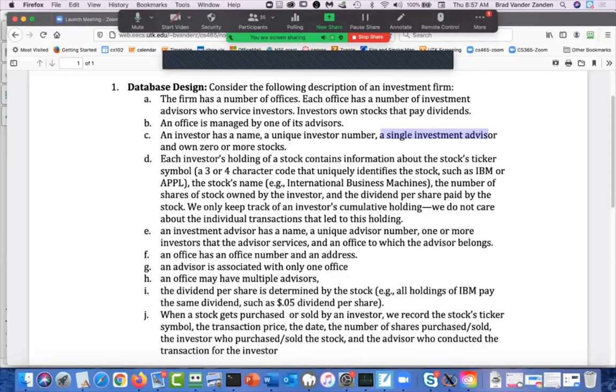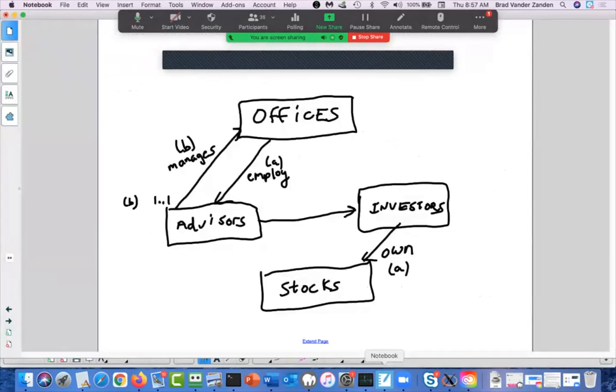So these two phrases, this one and this one, are giving us multiplicity information. So we know that they have a single investment advisor. So an investor has exactly one advisor. So that's coming from C. And they own 0 to many stocks. This is also coming from C. So that gives us some multiplicity information.